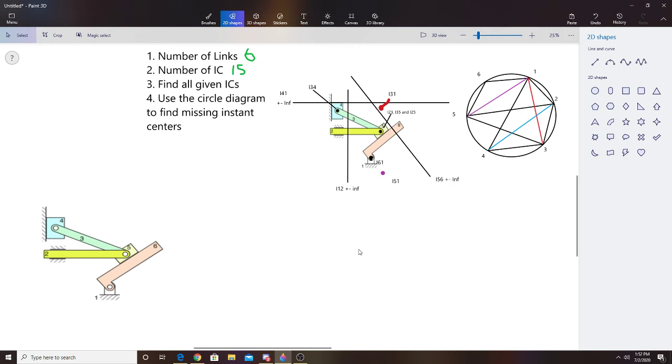And just to let you know, the solution manual doesn't even find all of them. They actually stopped a while ago. They only found the ones you needed to do the kinematic coefficients. So we're just finding ones just to get you some practice.